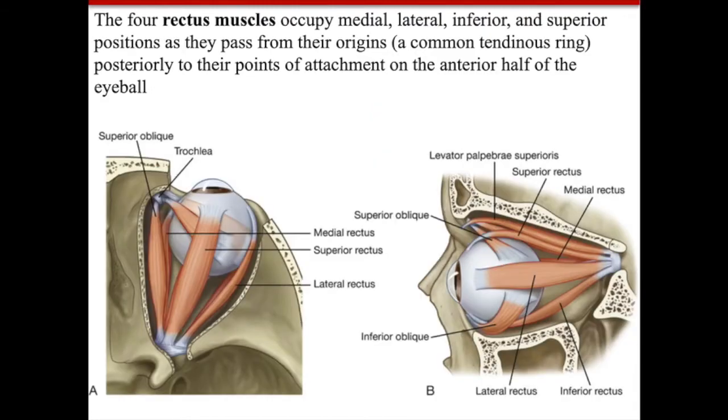In relation to the rectus muscles, this is very, very simple. They all come from a common tendon ring. So that white part on the back is the common tendon ring. And then you see that they are all straight, and their position tells you the name. So again, this is the same picture as shown before.